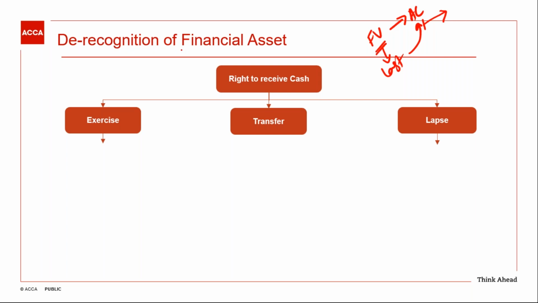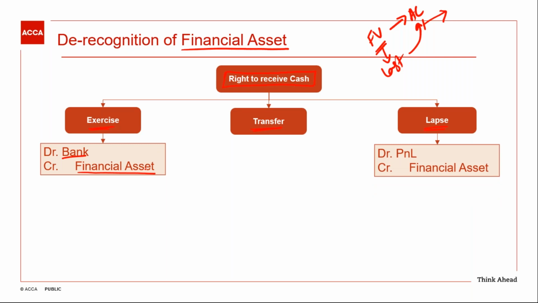Now the next area is the derecognition of financial asset. In case of derecognition, we say that we normally have a right to receive cash, which will either be exercised or will be lapsed or will be transferred to someone else. So if we have exercised the right, this means that we had a right to receive cash and now we have received it. So if we have received it, the entry is going to be bank debit and the financial asset credit.